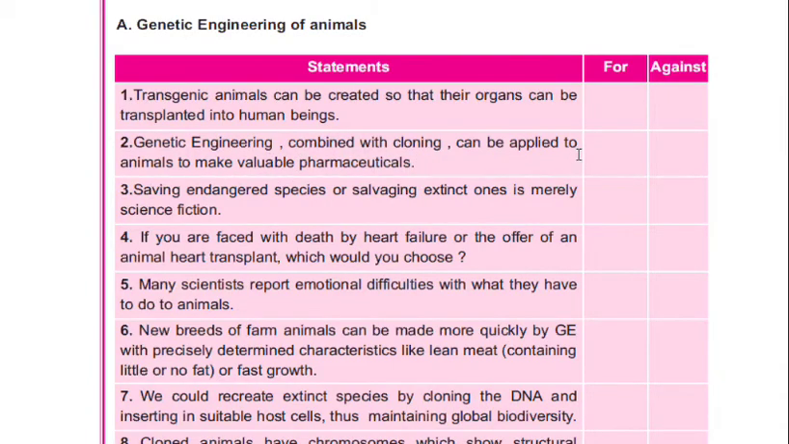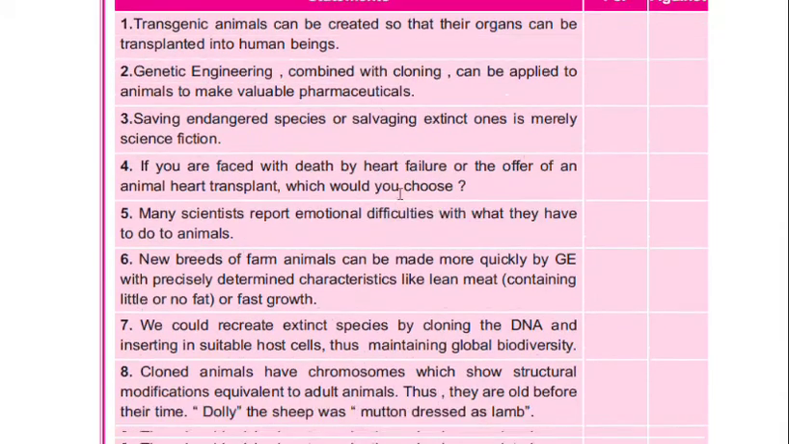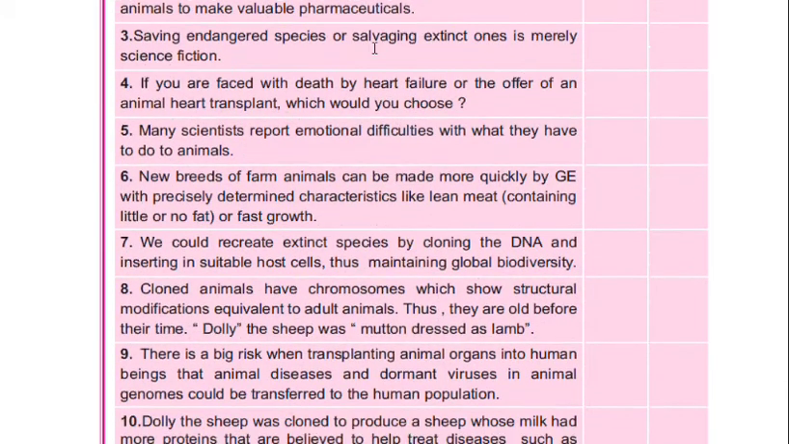So it is 4. Saving endangered species or salvaging extinct ones. We can save some species that are in danger of extinction, or we can recreate extinct species of animals. This, according to this statement, number 3, is simply science fiction. This means, according to this statement, that it is impossible, it is science fiction, it is not a reality, that we can save endangered species or recreate extinct ones.